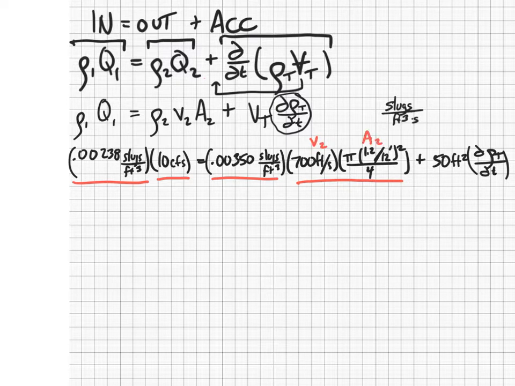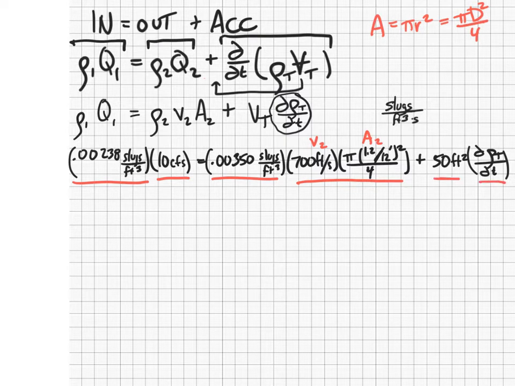Noting again that area, there's two ways you can do area. You can either do it as pi r squared, which we're most used to, or as much more often happens in this class, pi d squared over 4. So that's what I did here. We had to convert the diameter to feet, so 1.2 inches became 1.2 over 12 feet. And then we have the volume of the tank, and we have d rho t dt.